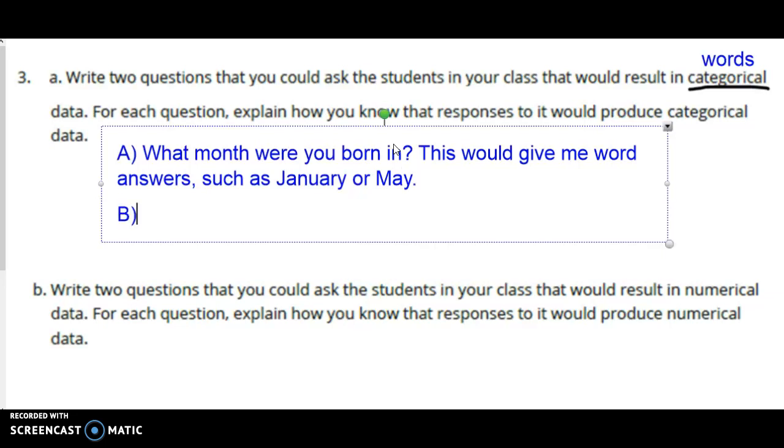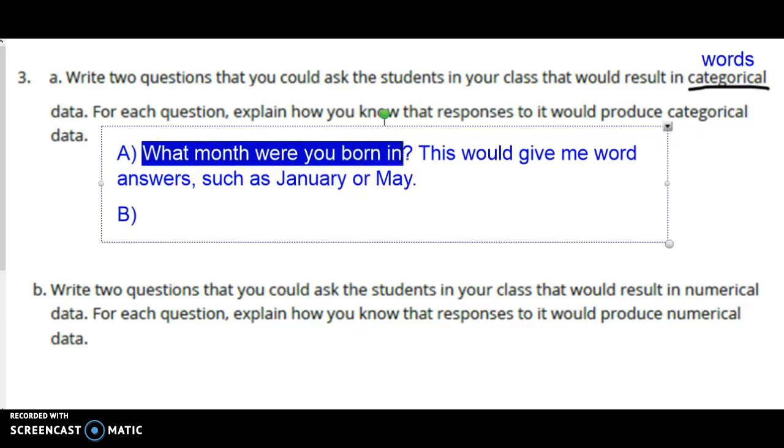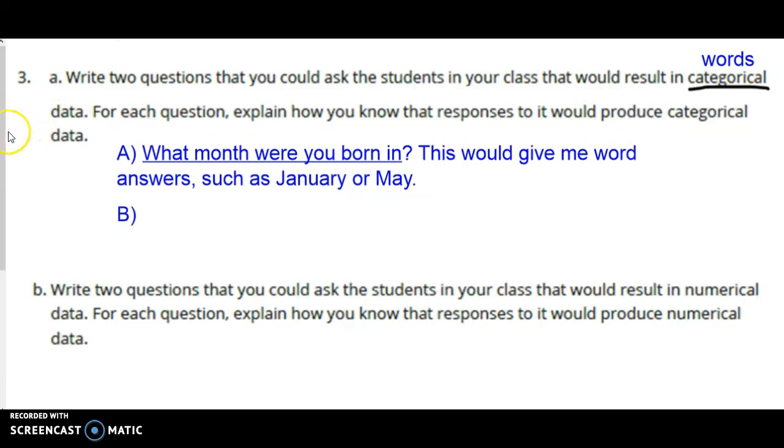Okay, answer B on your own. You want to write a question, and you want to explain why that question would give you categorical answers.